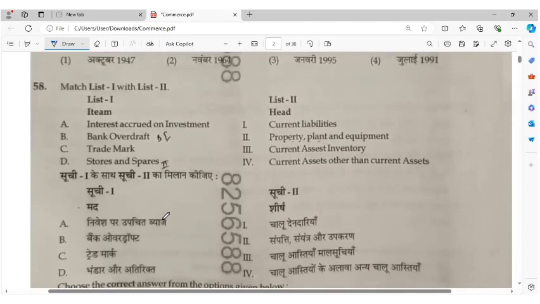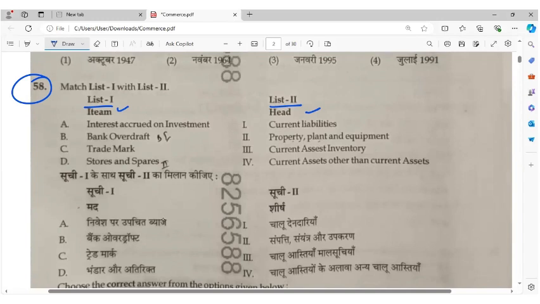Question number 58. Okay, so there is a matching list given, list number 1 and list number 2. Here the items are given and the heads are given. The items are related to interest accrued on the investment, bank overdraft, trademarks, and the store and the spares.